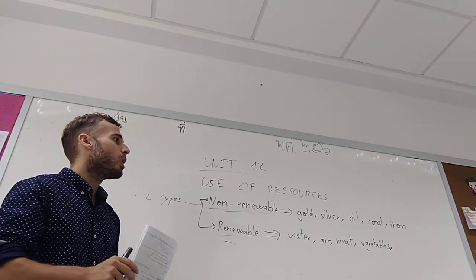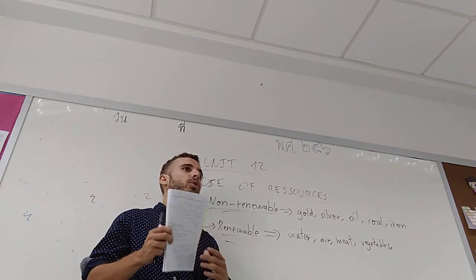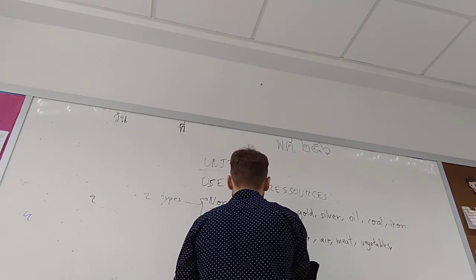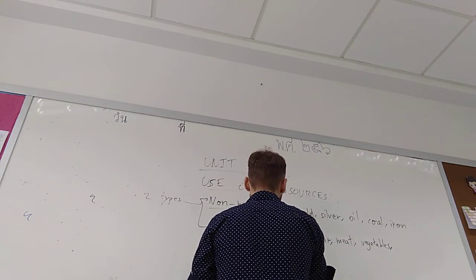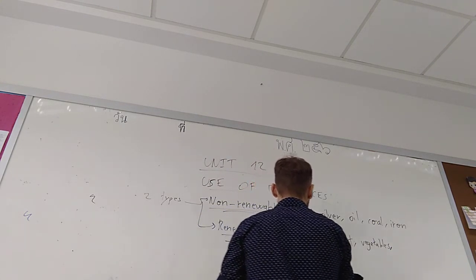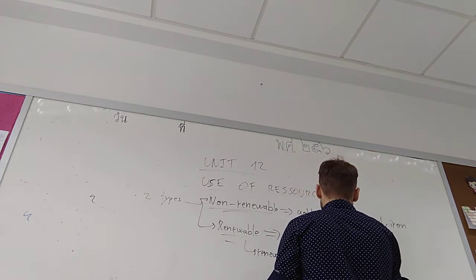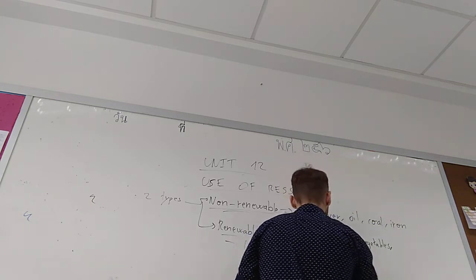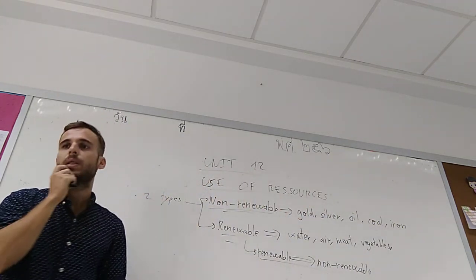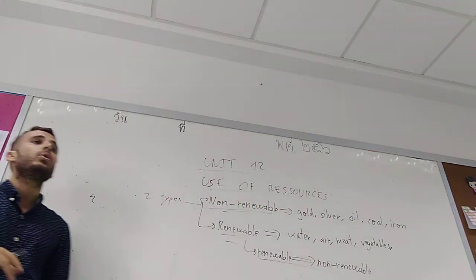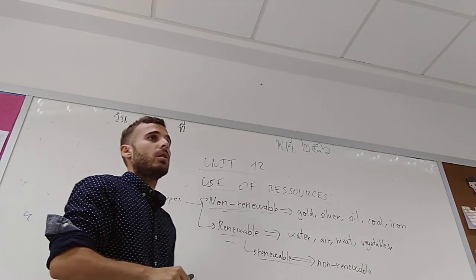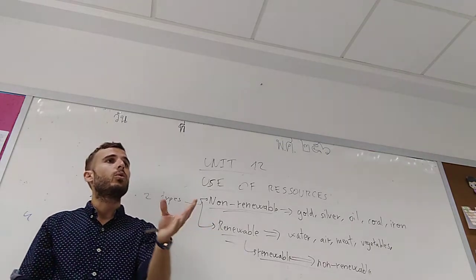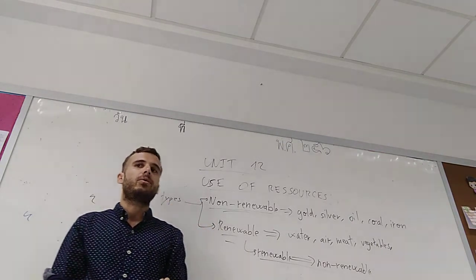But sometimes, when there's an overexploitation of some natural resource, we can turn renewable into non-renewable. This is a problem which is happening. It could happen with the fish stock. For example, in the Mediterranean Sea, we have a problem now with the fish, because there is not enough unpolluted fish for everyone.